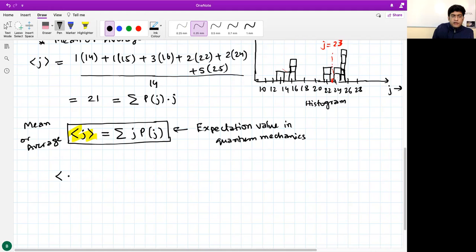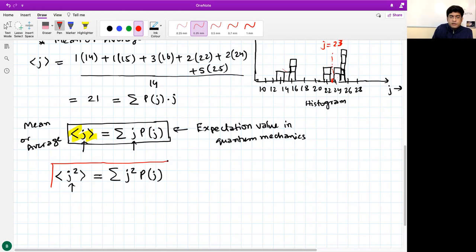Like if you want to define the mean of j square, if you square the ages and then sum and divide by the total number of students, you can get the average of j square. The process is the same: you had j here, and in this case we have j square here, so instead of j we'll have j square. But the formula remains the same, and the probability of getting that value will be the same. This is how you write the mean of j square.